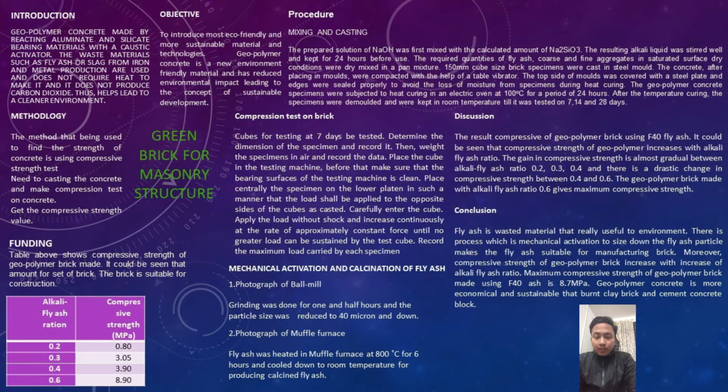The introduction. It's about geopolymer concrete made by reacting aluminate and silicate bearing material with a caustic activator. Waste materials such as fly ash or slag from iron and metal production are used, and it does not require heat to make it and does not produce carbon dioxide, thus helping lead to a cleaner environment.